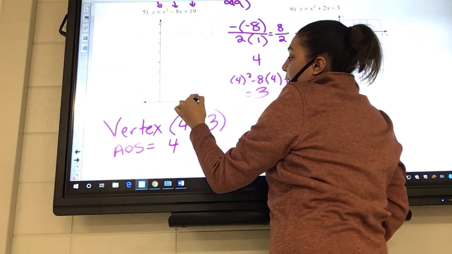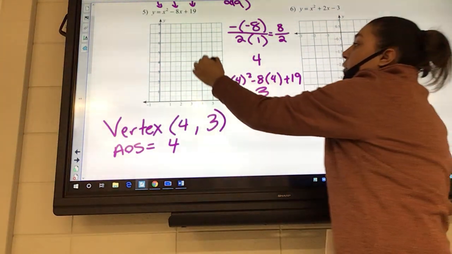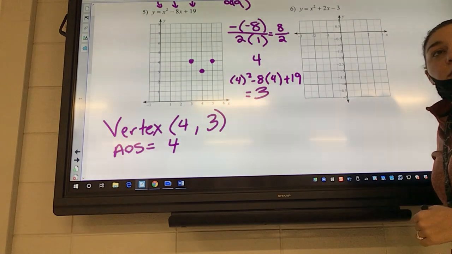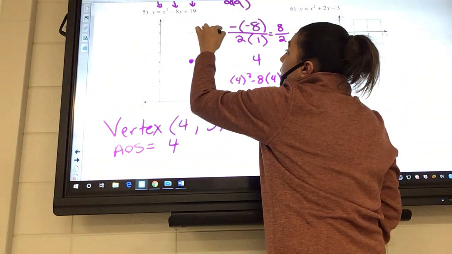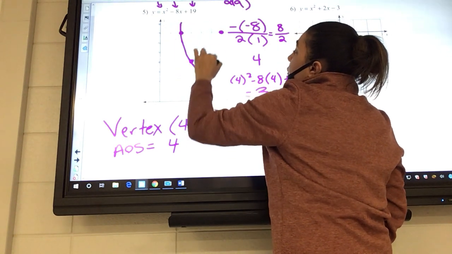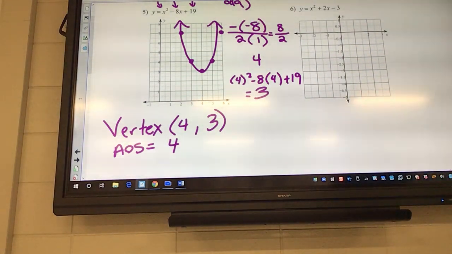So we graph it at 4, 3, the vertex, and we go up 1 over 1. And how do we do the second point? We go up 4 over 2. 1, 2, 3, 4 over 2. And so does it have a min or a max? It has a minimum.